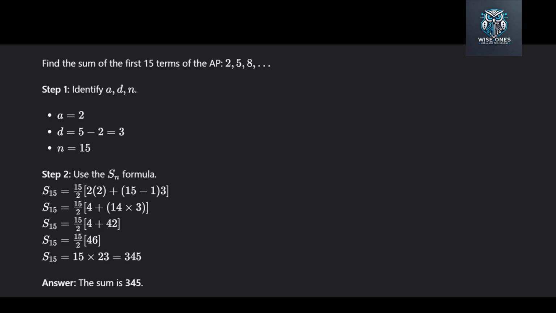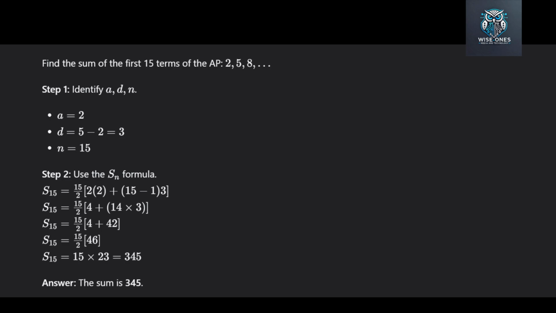14 multiplied by 3. 10 times 3 is 30. 4 times 3 is 12. 30 plus 12 is 42. So now we have open bracket 4 plus 42 close bracket. 4 plus 42 is 46. So the equation is now S sub 15 equals 15 over 2 multiplied by 46. We can divide 46 by 2 first. 46 divided by 2 is 23. So now we have 15 multiplied by 23.